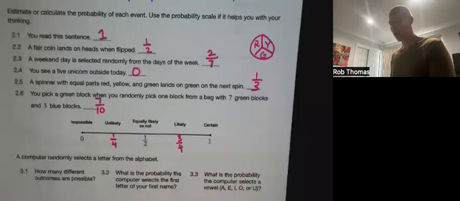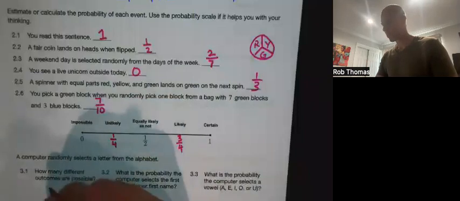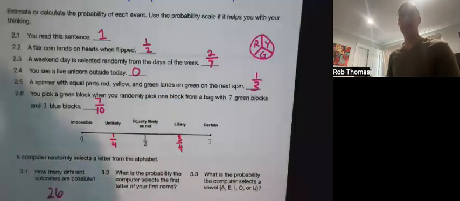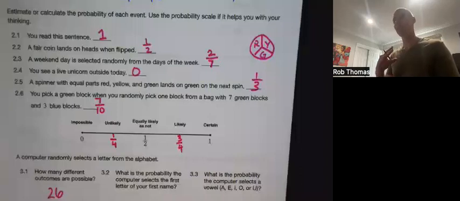So how many different outcomes are possible? 26. I just told you. So you would say there are 26 things in the sample space. The sample space isn't the number 26, but the size of the sample space is 26.